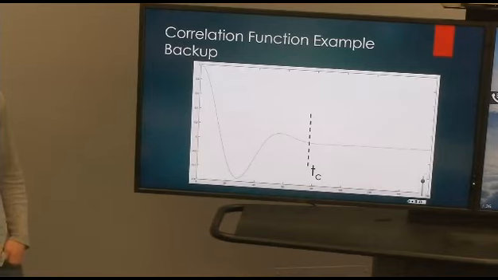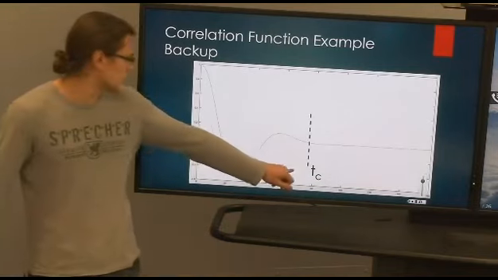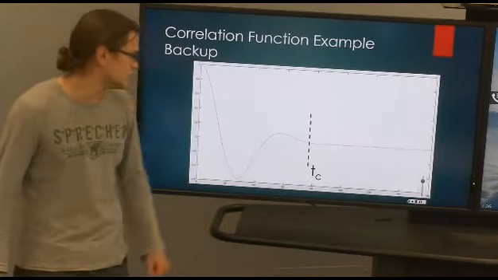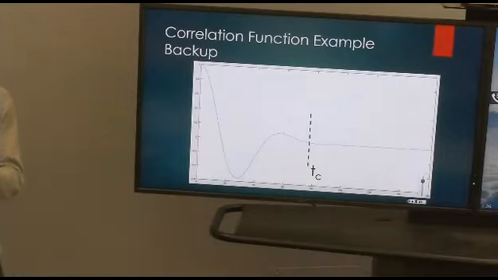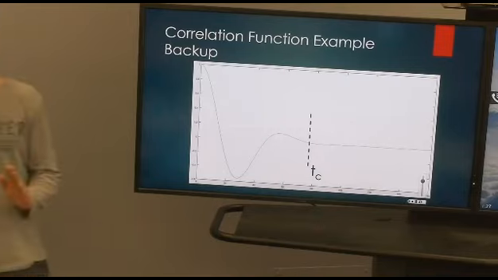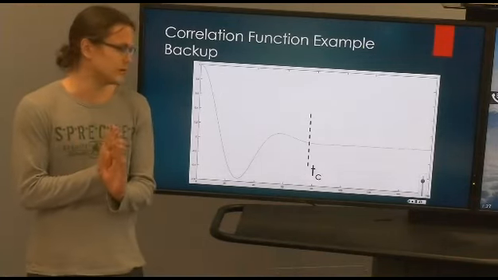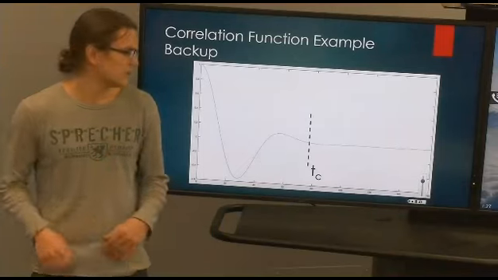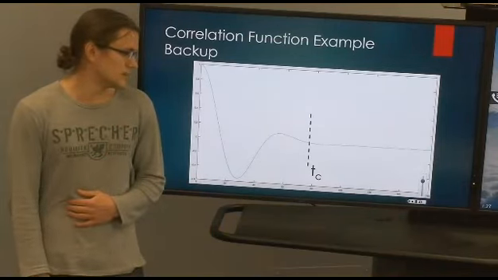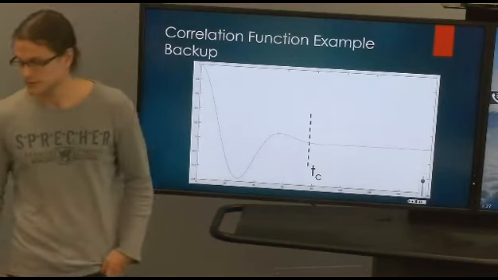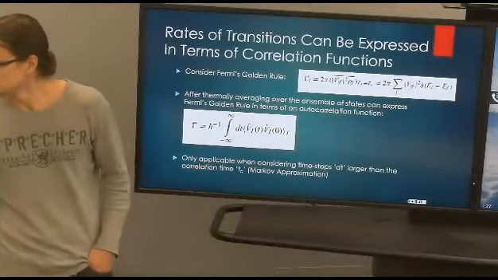And then there's an important parameter which we call the correlation time, TC. That's the amount of time it takes for the two operators to no longer be correlated with each other. They're basically independent, which is important because we want our operators to be independent of one another when we do our equations, which simplifies the equations quite a bit.